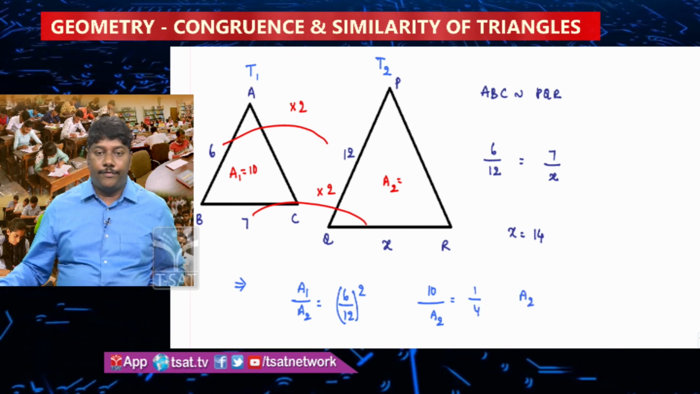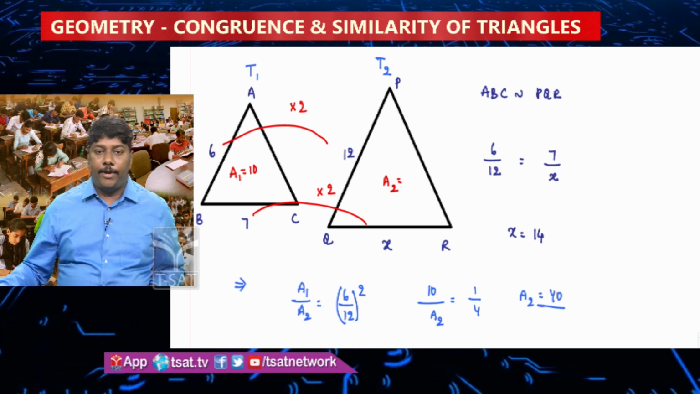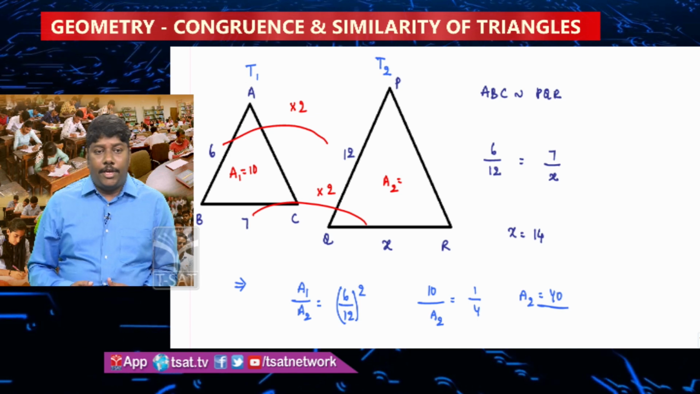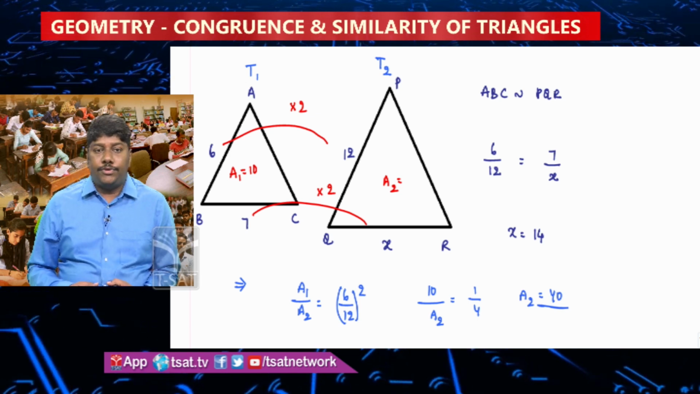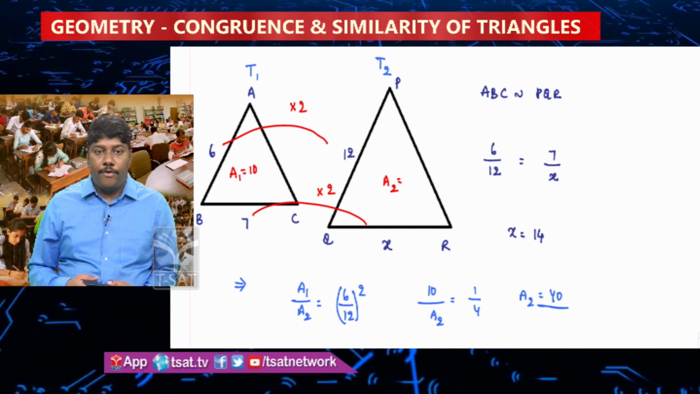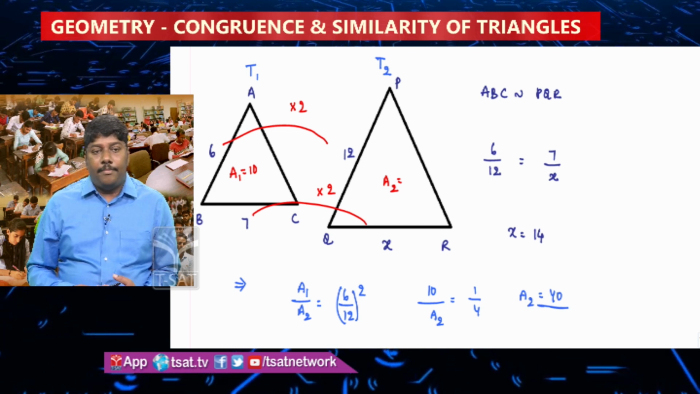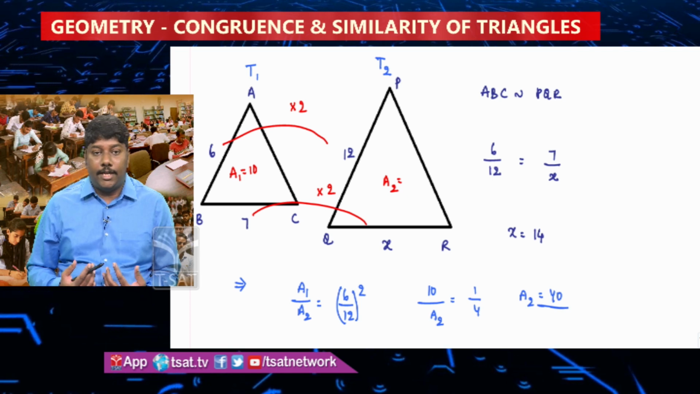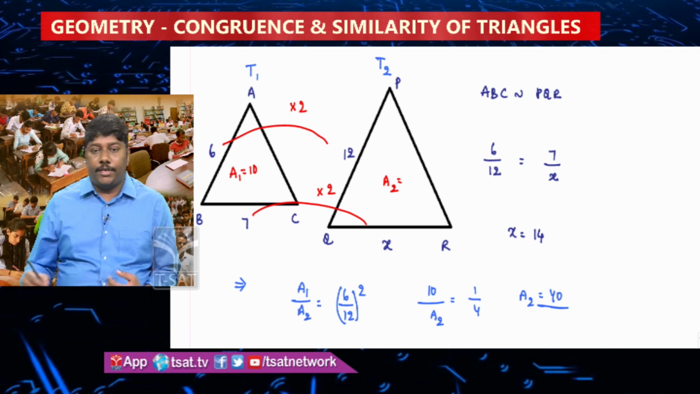by area 2 is equal to 1 by 2 whole square, which is 1 by 4. Area 2 is equal to 40. I'm just giving you random values as areas. Area is equal to 10 and 40. These are random values here. So here you can observe the sides ratio is 1:2. Therefore, areas ratio is 1:4. Similarity may or may not happen in two different triangles. It can happen within a single triangle also, and it is very, very important.